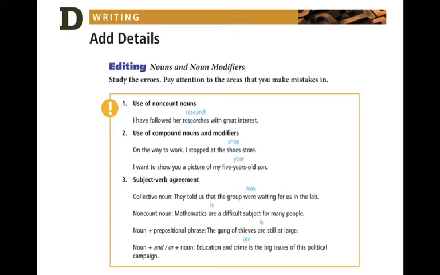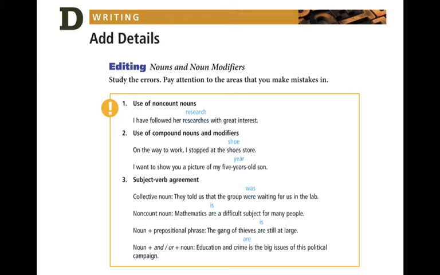If you see a sentence like this, I have followed her researches with great interest. Researches, oh, we don't say that. We use research as a non-count noun. Now, the difference between research and studies is that research is non-count, her research, but the word studies is a countable noun. So you have to count everything, then you can use a study, many studies. But if you're thinking of all of the studies as a group, you can say her research.